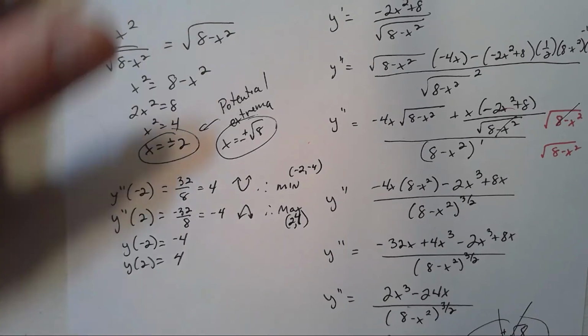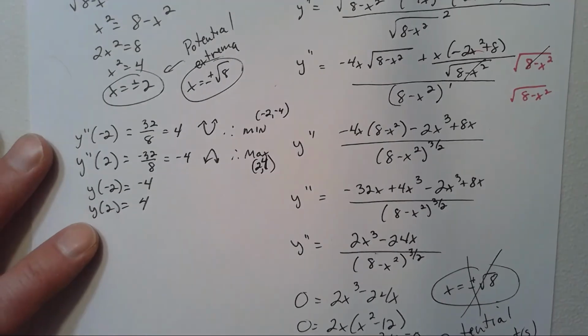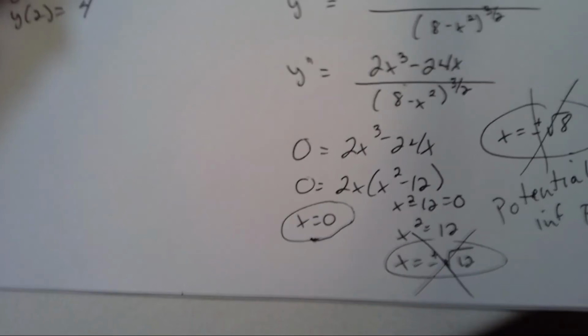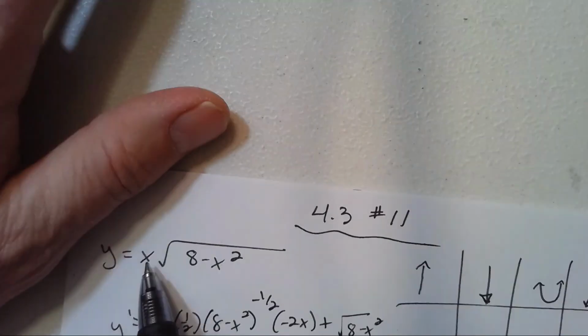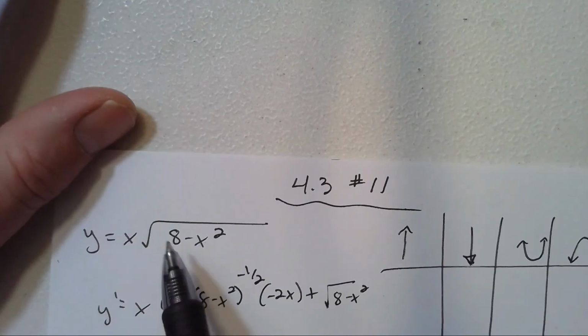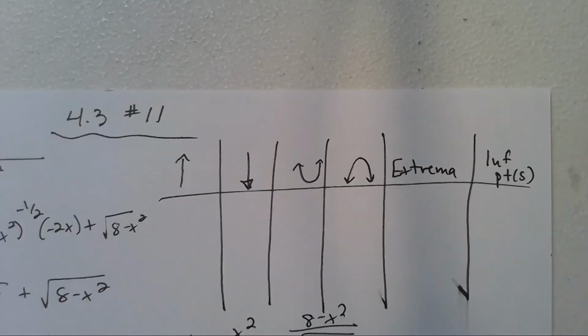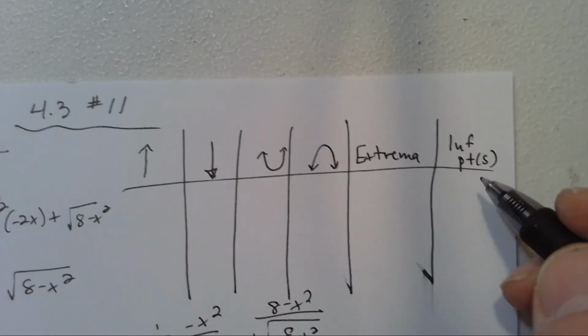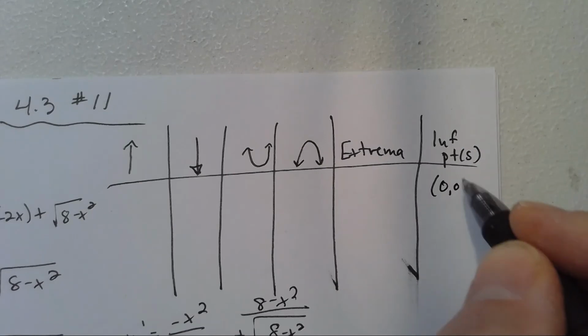If I plug 0 from our inflection point back into our original equation, I plug 0 in right here, and here I get 0. So I have an inflection point at 0 comma 0.